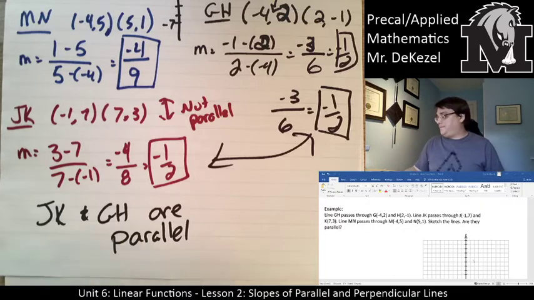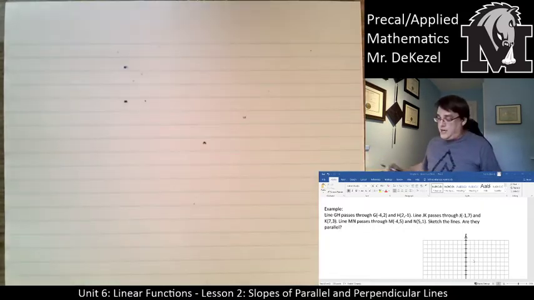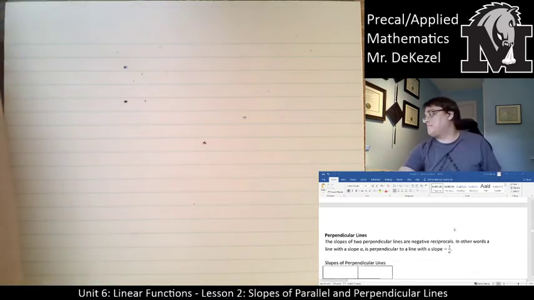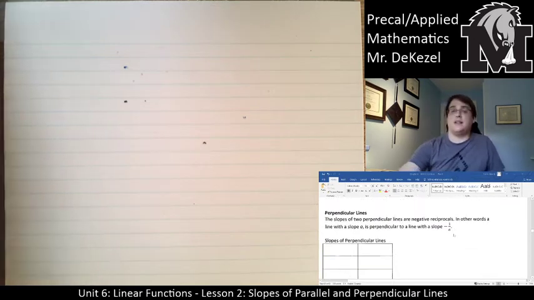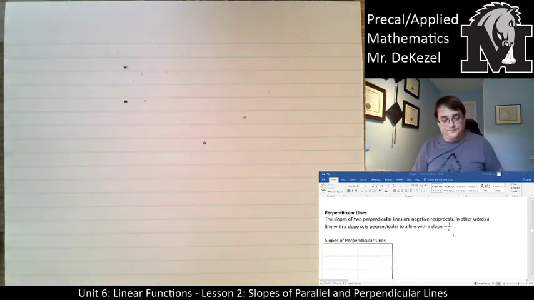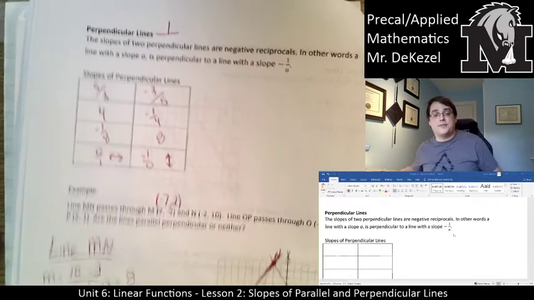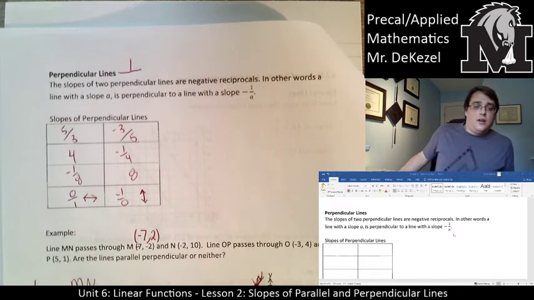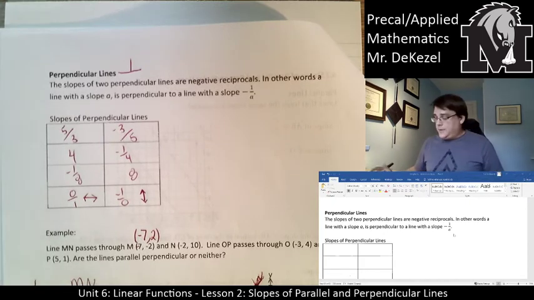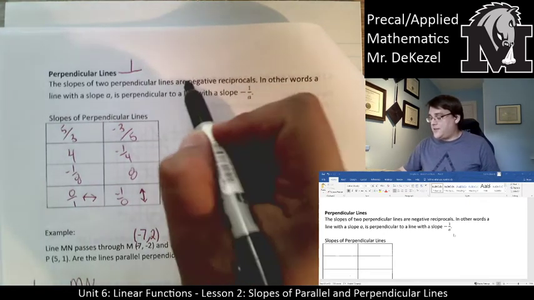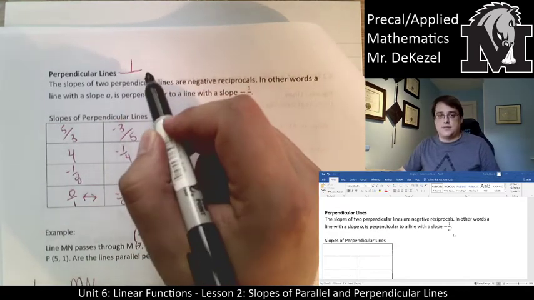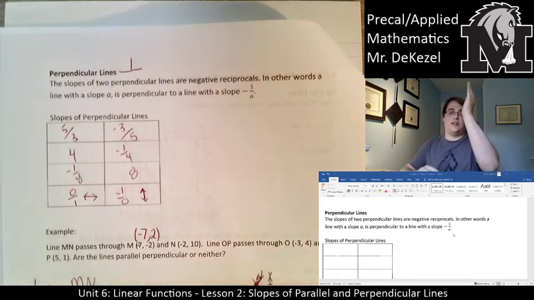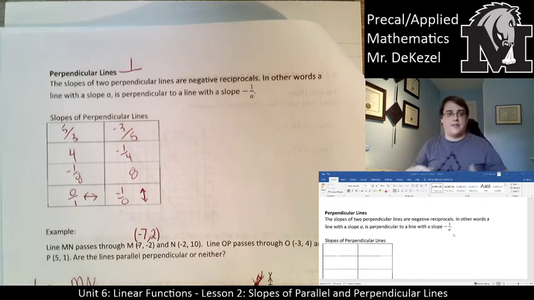I see here. So when we talk about perpendicular lines, what we're going to talk about is a line that has a negative reciprocal. So I'm going to put the examples that I have here on the screen. Perpendicular lines are lines that cross at a T. So there is a line that is vertical and a line that is horizontal, or some form of that, as long as they make right angles.